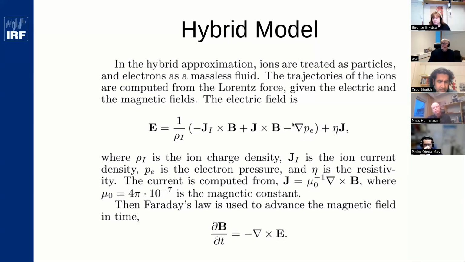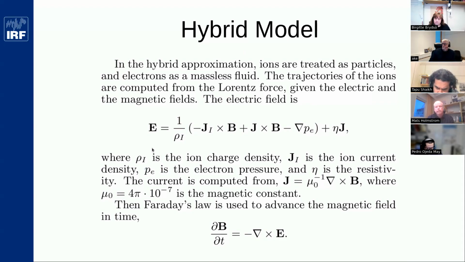Now, we also want to model this interaction, because if you have just the spacecraft making observations, it's one point at one time. But if you have a model of the complete interaction, you can get the full 3D picture and understand more of the physics. So then we use something called a hybrid plasma model. And why it's called hybrid is because ions are treated as particles, while electrons we treat as a massless fluid. And then you have the electromagnetic Lorentz force on the ions, so we can follow their trajectories if we have the electric and magnetic field.